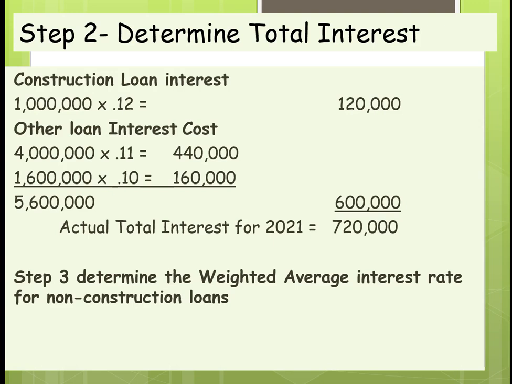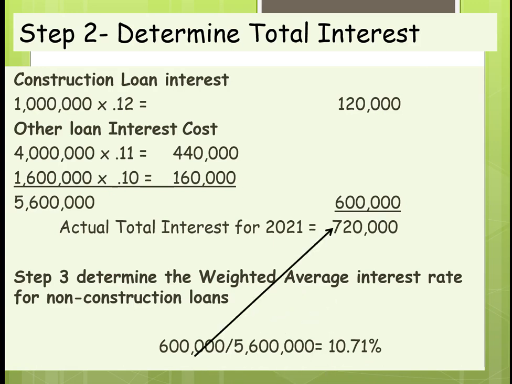Now we have to determine the weighted average interest rate for non-construction loans. And what we're going to do there is take the $600,000, which is the interest associated with the non-construction loans, divided by the total non-construction loans, which gives us an average rate of 10.71%.